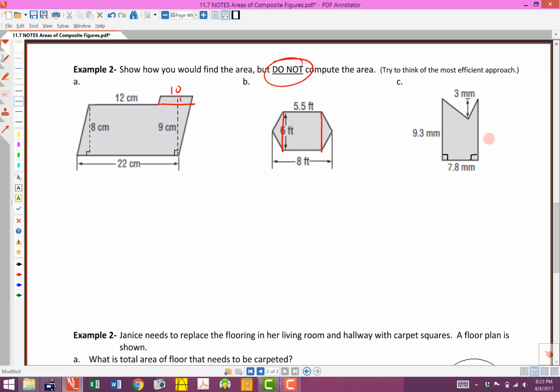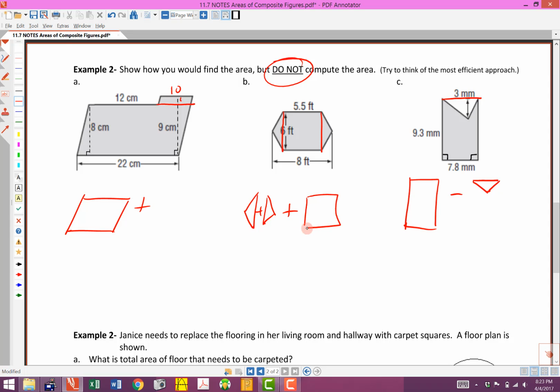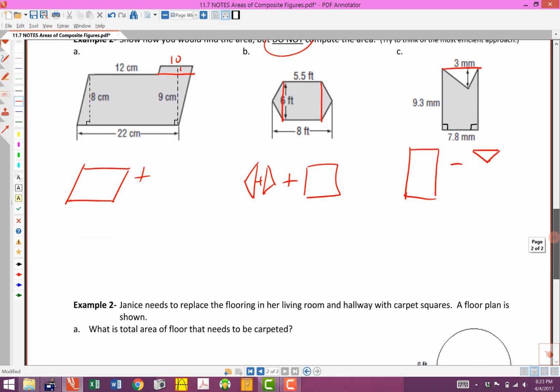One of the best ways to do this one is probably, if they're telling you how far it is from here to here, let's take that triangle there, and then we're going to find the big rectangle, and then we're going to subtract this one right here. So unlike this one where it's find the parallelogram and add the small parallelogram, and on this one where it's find the triangle and maybe double that, and then add that rectangle in the middle, this one might be better done using a subtraction problem.